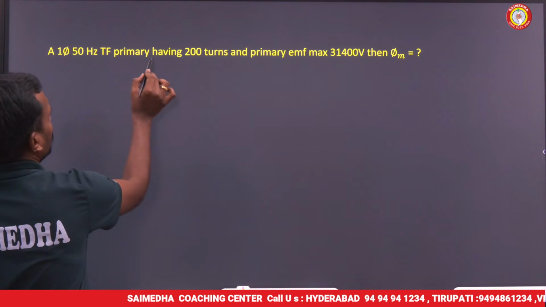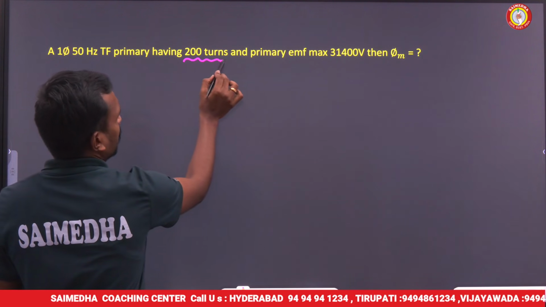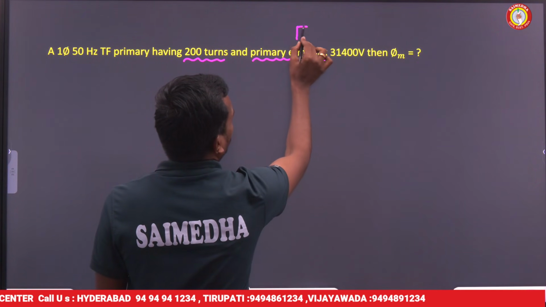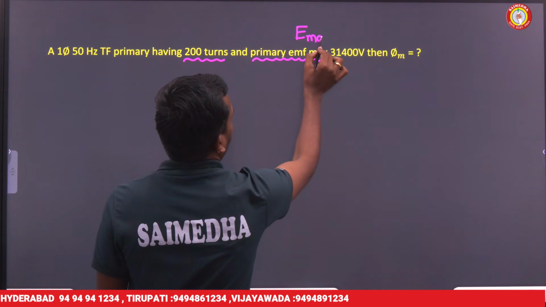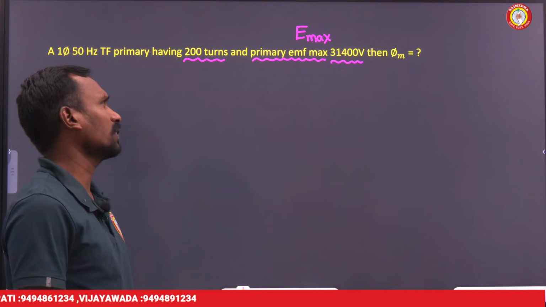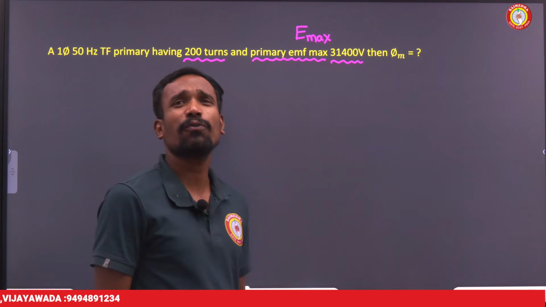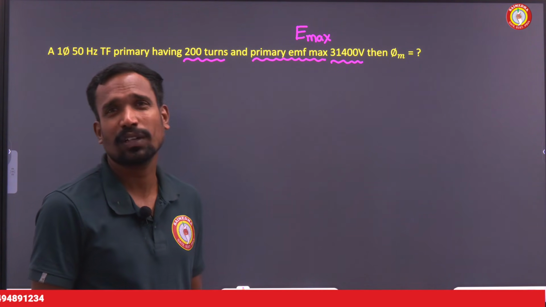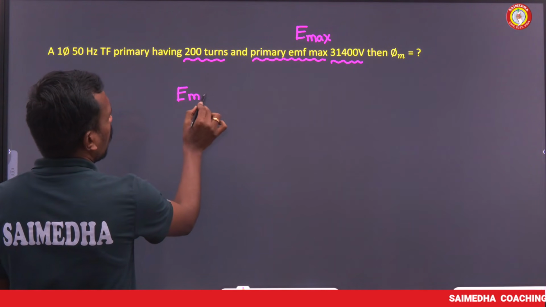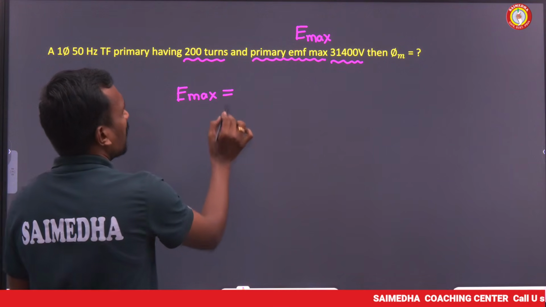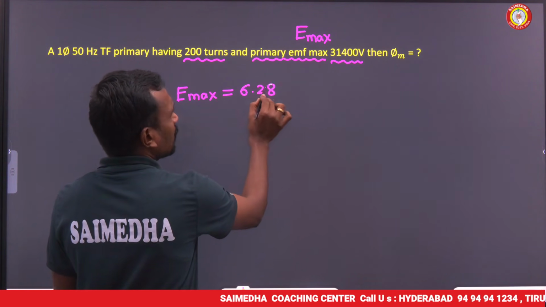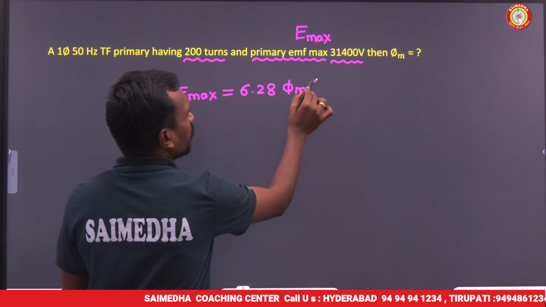A single phase 50 Hz transformer has 200 turns, and the maximum EMF developed in the primary is 31400 volts. Then what is the maximum flux of the transformer? Very simple, sir. What is given is E maximum. What is the formula for E maximum? I hope you have an idea. It is 6.28 times phi m times f times N.